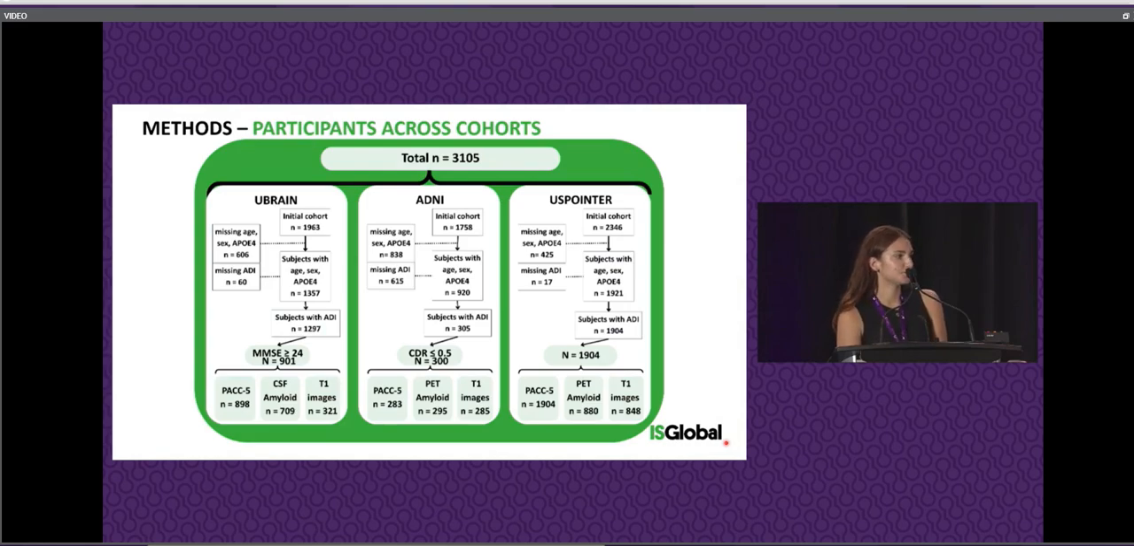Because participants in UBrain are coming from a clinical setting, we decided to set a threshold of a mini-mental higher than 24, so we can filter out MCIs and participants with dementia, and we ended up with a cohort of 901 participants and different Ns for each biomarker. Similarly, in ADNI, we set a threshold of a CDR lower than 0.5, and we ended up with a cohort of 300 participants. In US Pointer, we used the full cohort for cognition and the full cohort for imaging and amyloid.